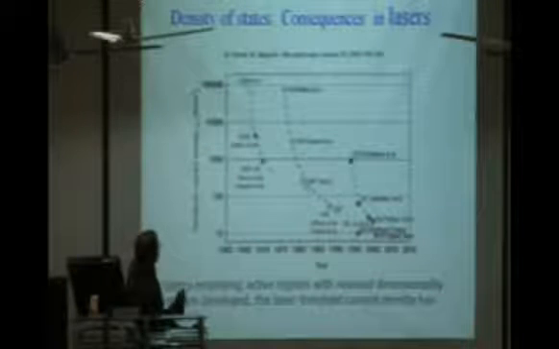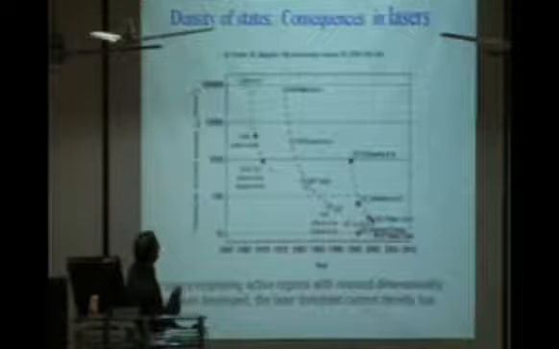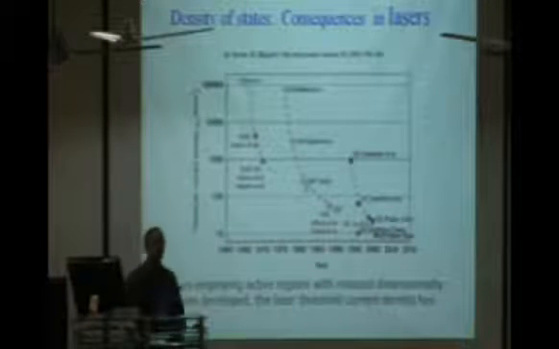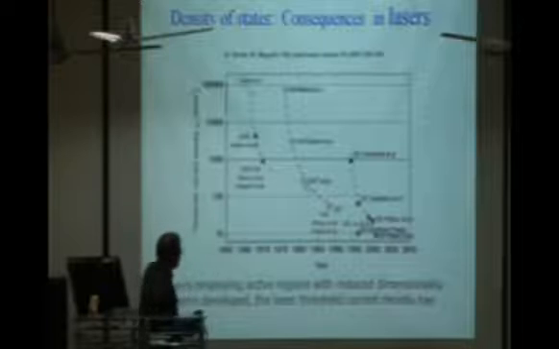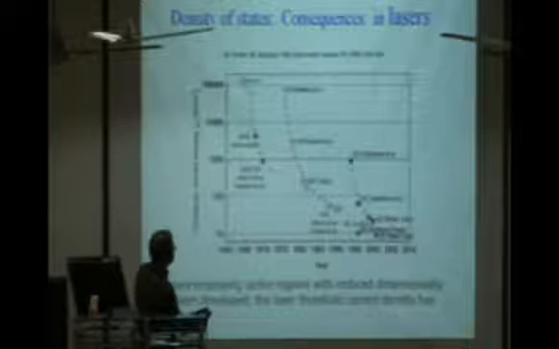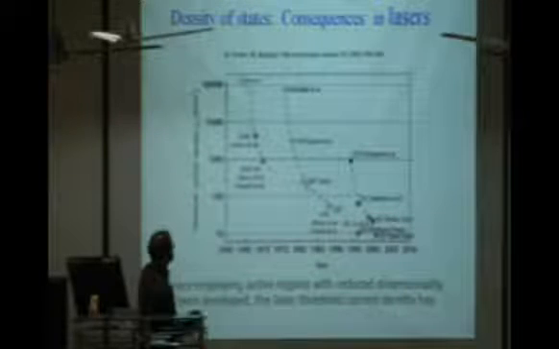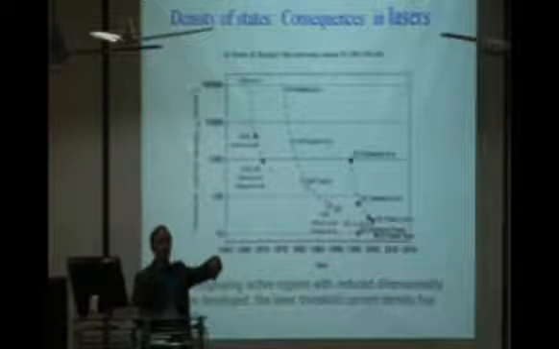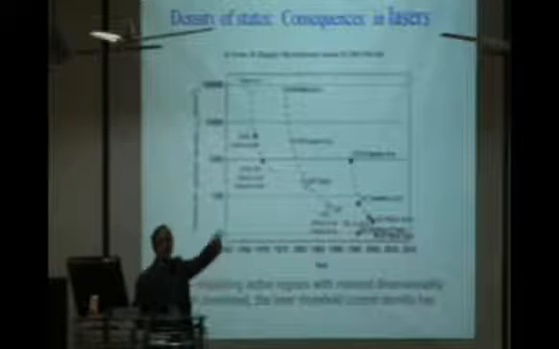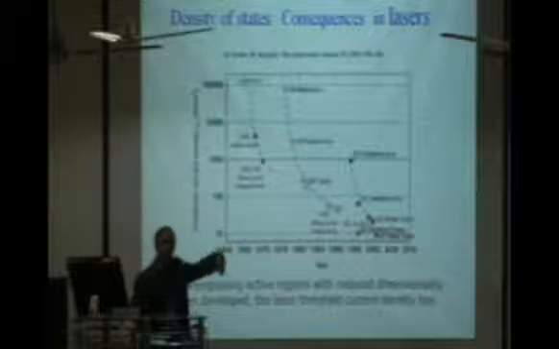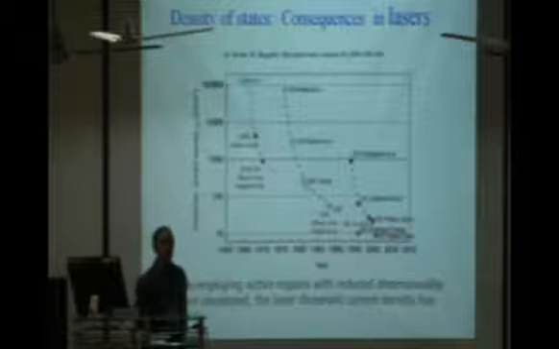The first example I will show is the effect of the density of states in a particular semiconductor laser. This is a slightly old slide. It shows the trend up to 2010, and how semiconductor microelectronics has gone from the micron level to the nano level, and how the density has gone up.